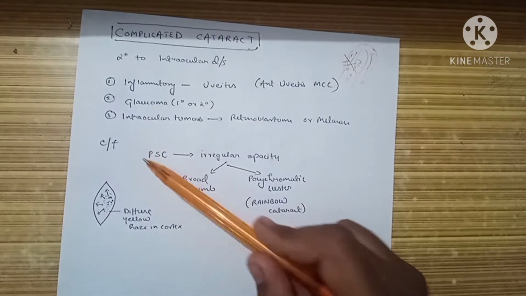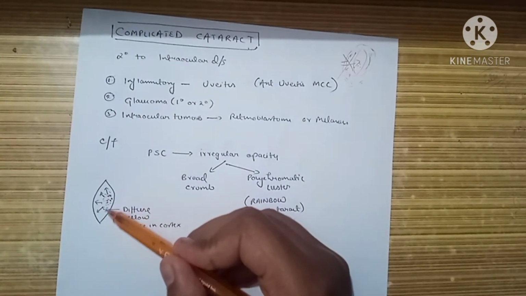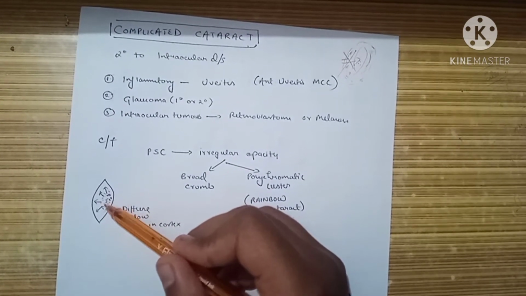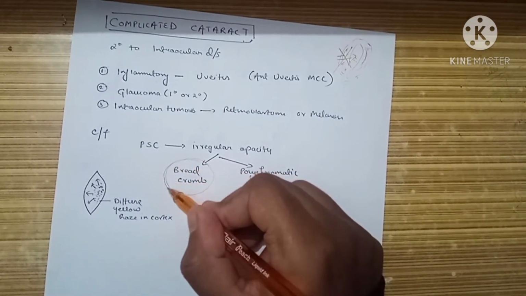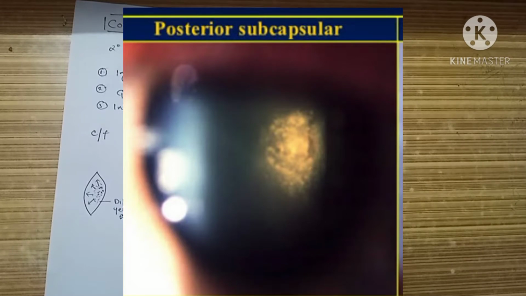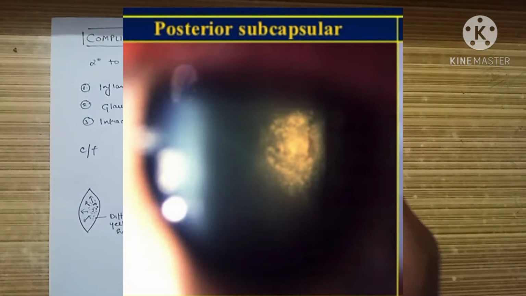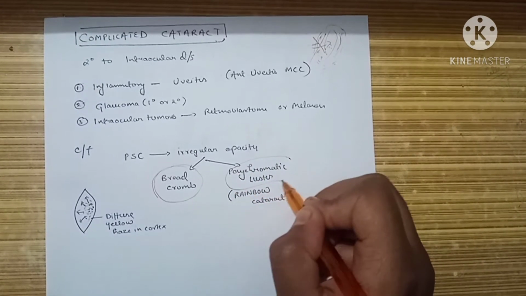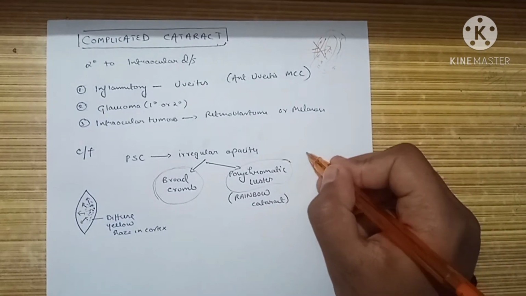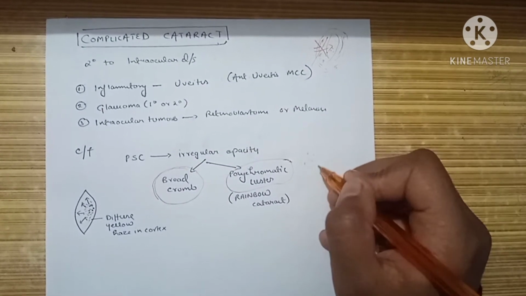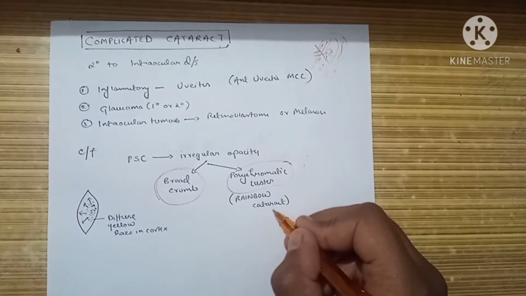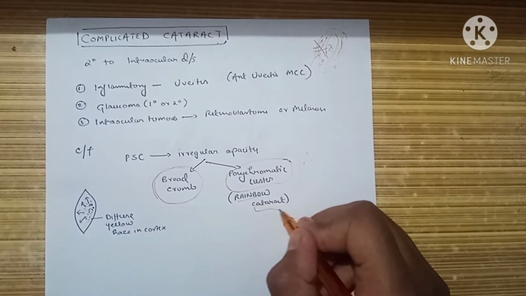Now, in clinical features, we see a posterior subcapsular cataract, and this posterior subcapsular cataract has two special features. That is a breadcrumb appearance that you are seeing in this image. And another feature is polychromatic cluster, meaning there is an appearance of a number of colors like blue, white, green, and this is a characteristic feature, and this is why it is known as rainbow cataract.